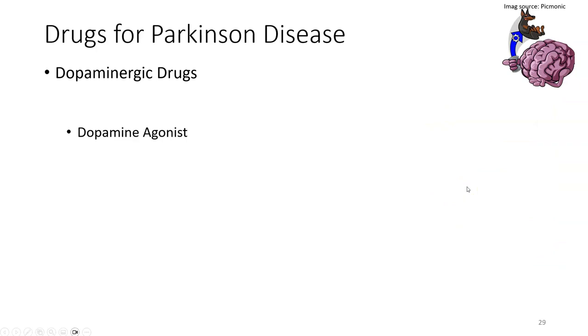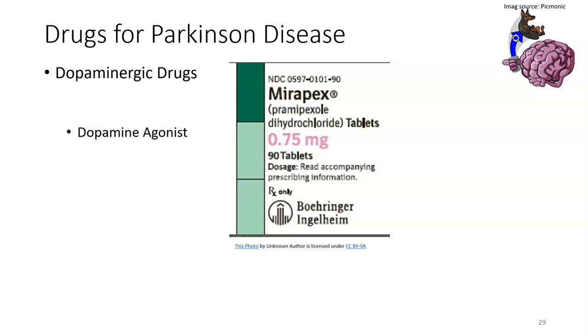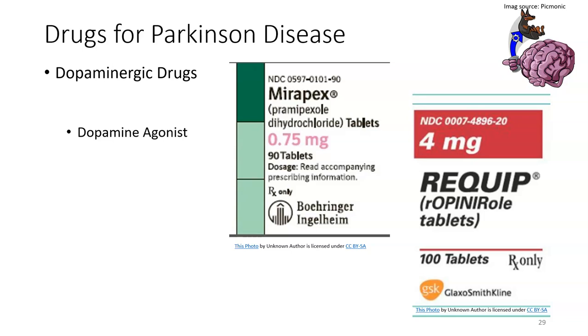So dopamine agonists, they stimulate dopamine receptors. They're going to act like dopamine would in the body. So these are also referred to as dopaminergic drugs. They include the drugs pramipexole, which is Mirapex, and ropinirole, which is Requip. Now, these drugs, as well as rotigotine, can be used to treat restless leg syndrome.